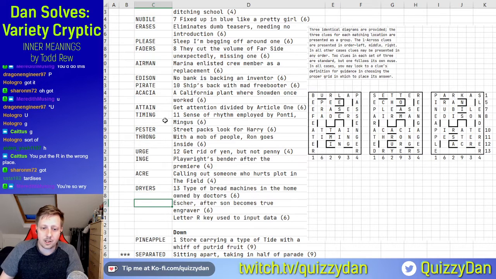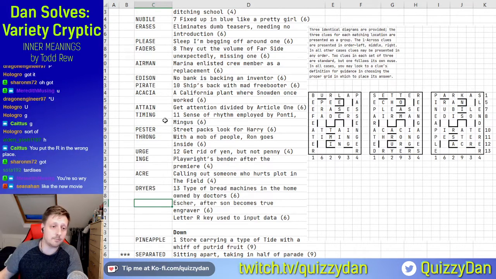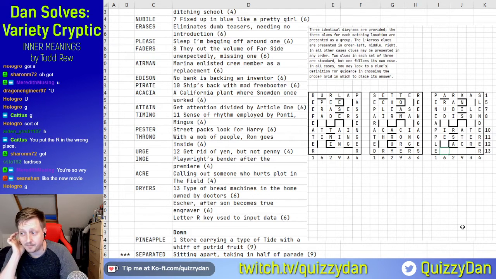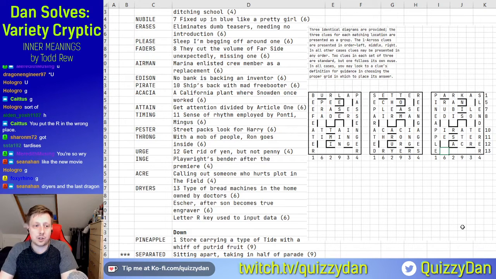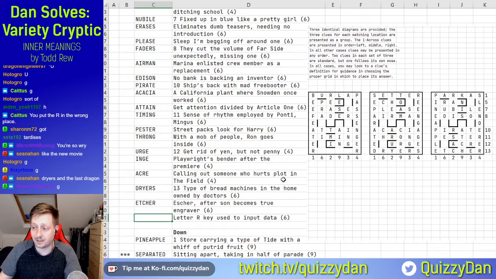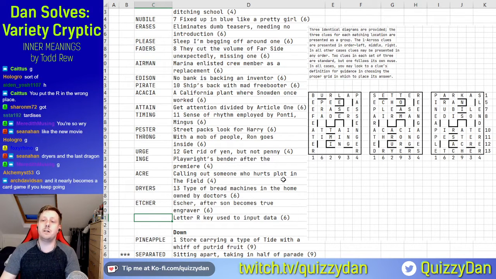Dryers. Escher: after son becomes true, engraver. That's fine. Yep, I can cope with that. Okay, Escher. If you take the sun, the S, and it becomes true, becomes T, replace the S with the T, you get etcher, which is an engraver. And finally, letter, so that is the definition. R key used to input data.